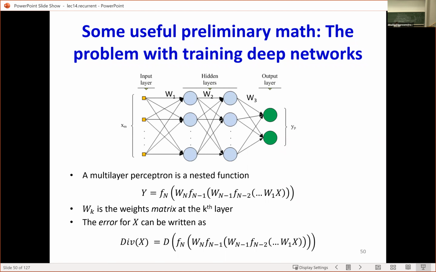The network is actually a very deep nested function, right? And that's going to be the nature of the network. Y equals Fn of Wn times Fn minus 1 and so on, just writing the network as a nested function. The divergence is a function of the output of the network, so the divergence too is a nested function.